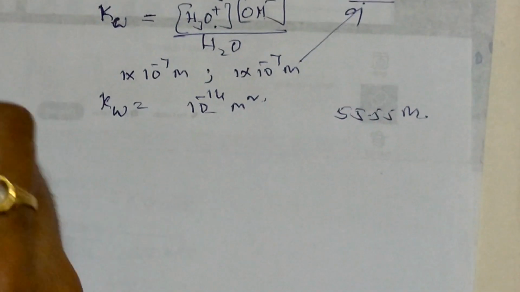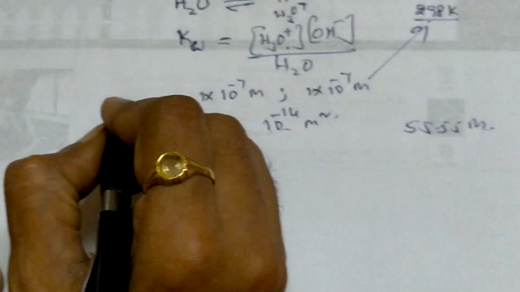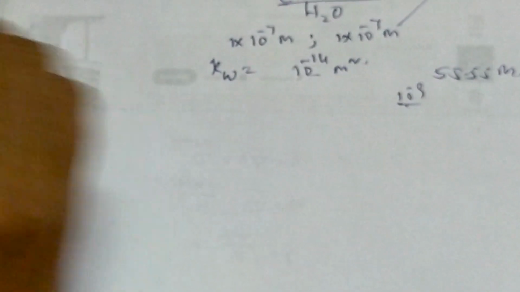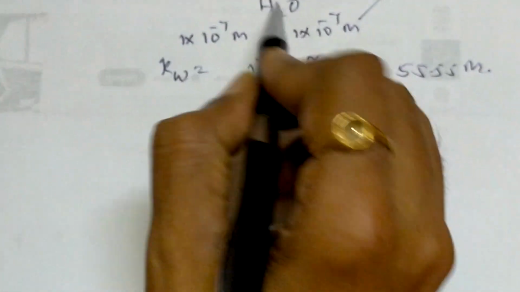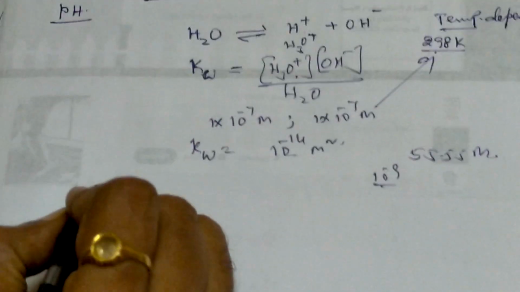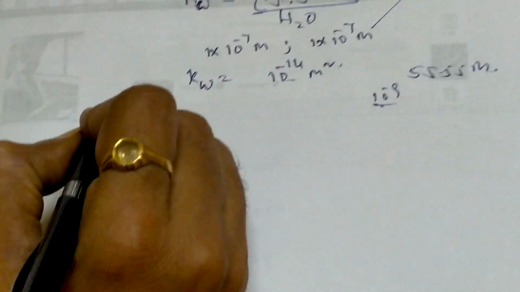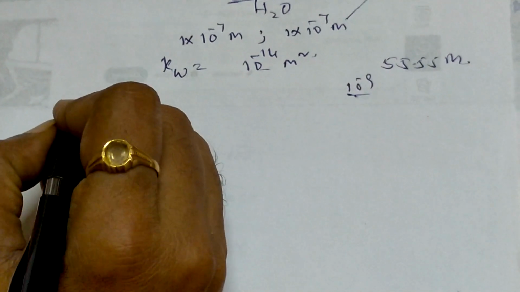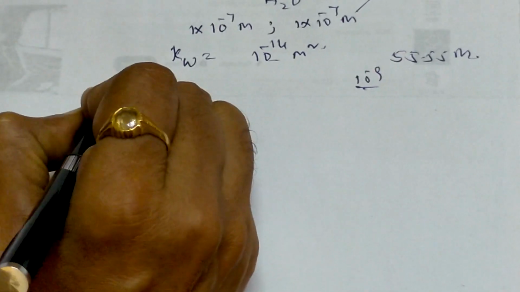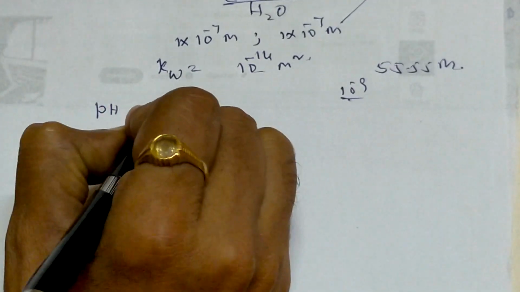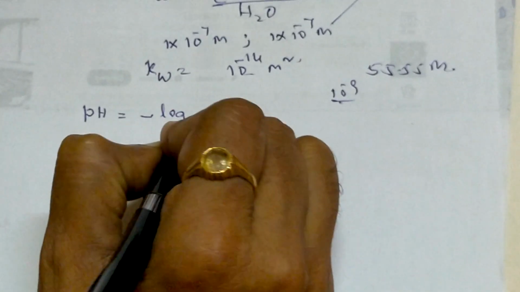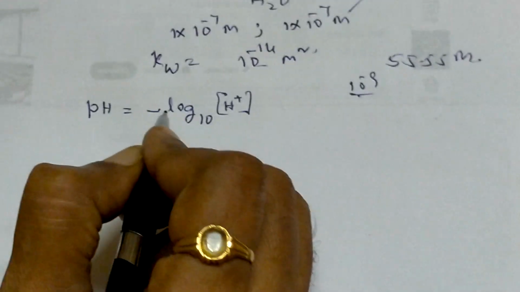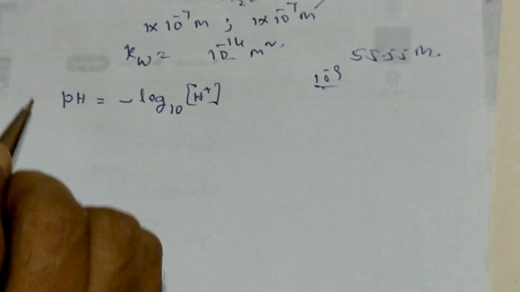That means the Kw will be around 10 to the power of minus 9 and all these things. Now, coming to the Kw, it is [H+][OH-]. So, pH was defined as the negative logarithm to the base 10 of the activity of hydrogen ion, or the hydrogen ion concentration. pH is defined as minus log base 10 of the H plus concentration. Some people say activity a(H+) also, some people say no.